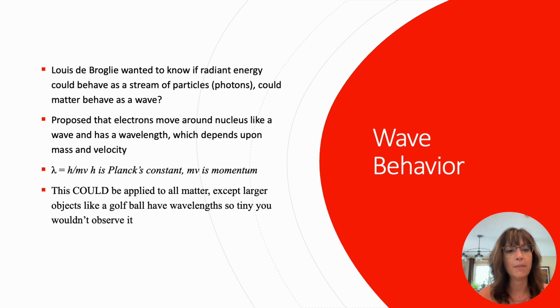This is the equation he came up with. Wavelength is equal to Planck's constant divided by momentum, mass times velocity. This could actually be applied to all matter, except larger objects like a golf ball have wavelengths so tiny that you wouldn't observe them.